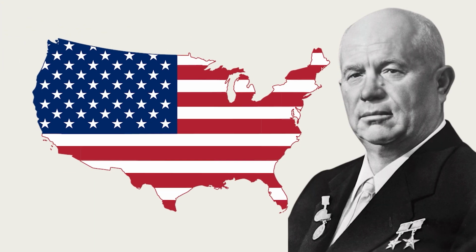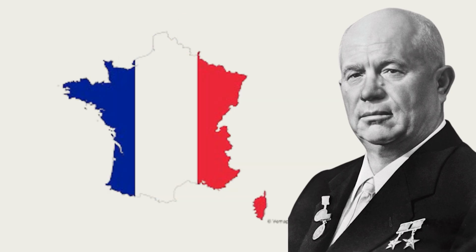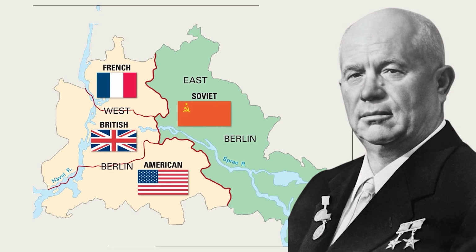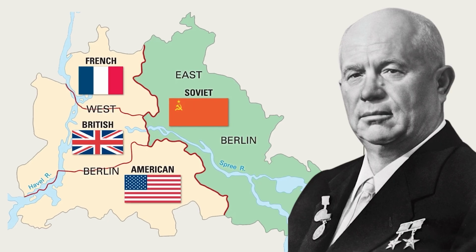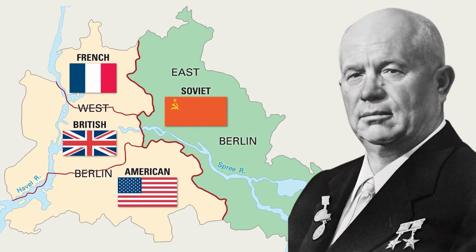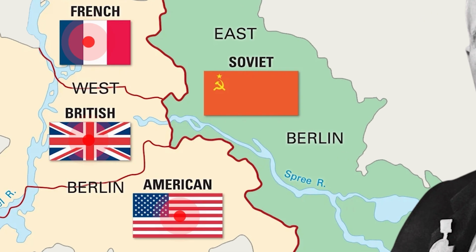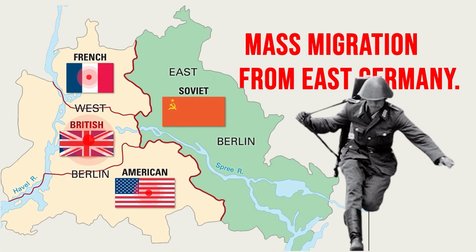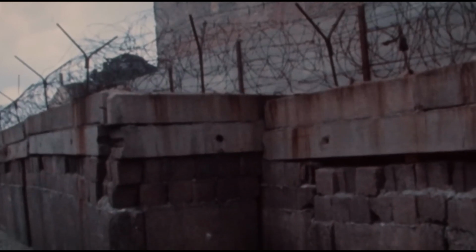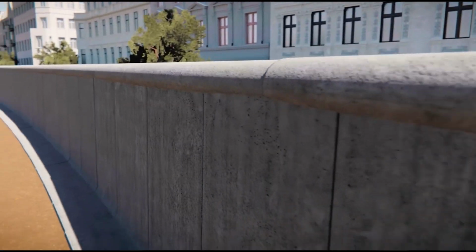Khrushchev wanted to push the United States, Great Britain and France out of West Berlin and turn the city into what one source describes as a free, demilitarized city under Soviet control. When the three countries refused to leave, he sought another solution to the problem of mass migration from East Germany. In response, East Germany constructed the infamous Berlin Wall to halt the exodus of its citizens.